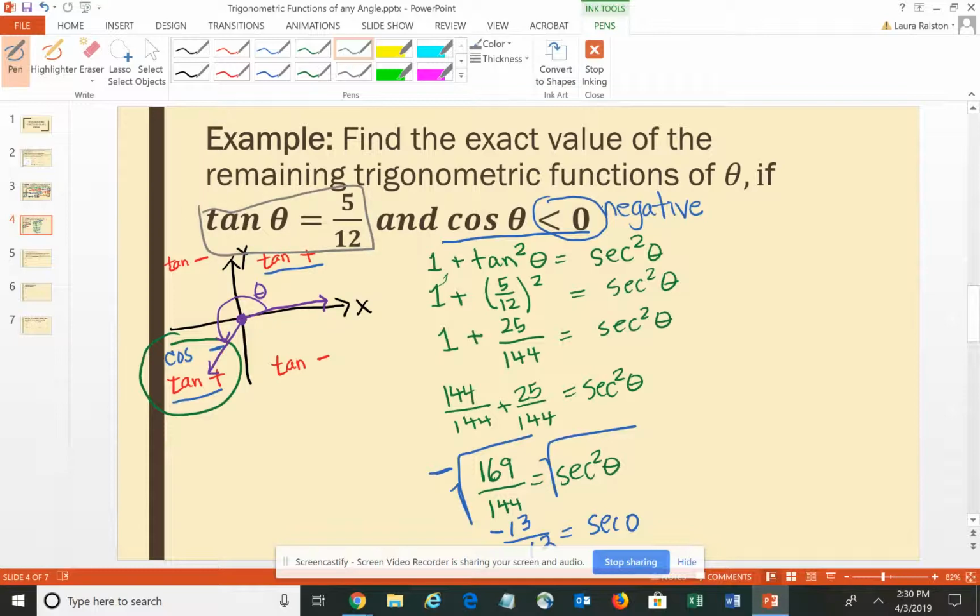Okay, I just determined the value of the secant. Once I have the secant, I can use the reciprocal identity because the reciprocal of secant is cosine. So if I have 1 divided by negative 13 over 12, and I do the reciprocal, I can find that the cosine of theta is negative 12/13. Okay, so that gives me my third angle.